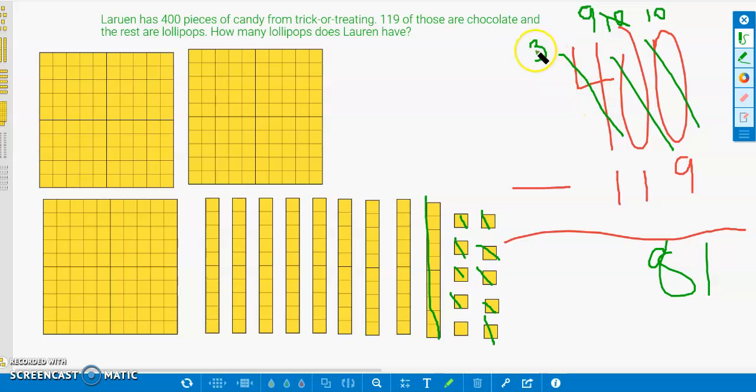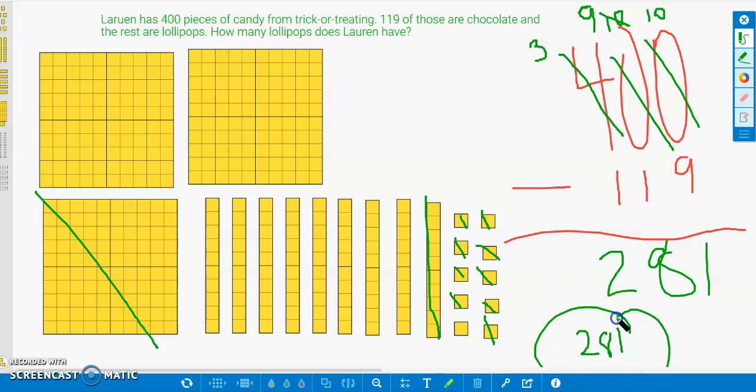And then we look at our 100s and we see 3 minus 1. So we know we only subtract 1 100, and we have 100, 200 left. So Lauren has 281 lollipops. Great job, guys. You did such an amazing job today.